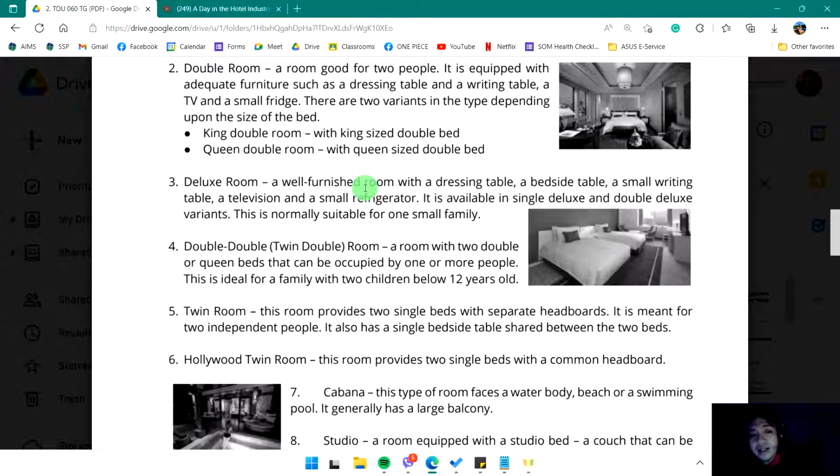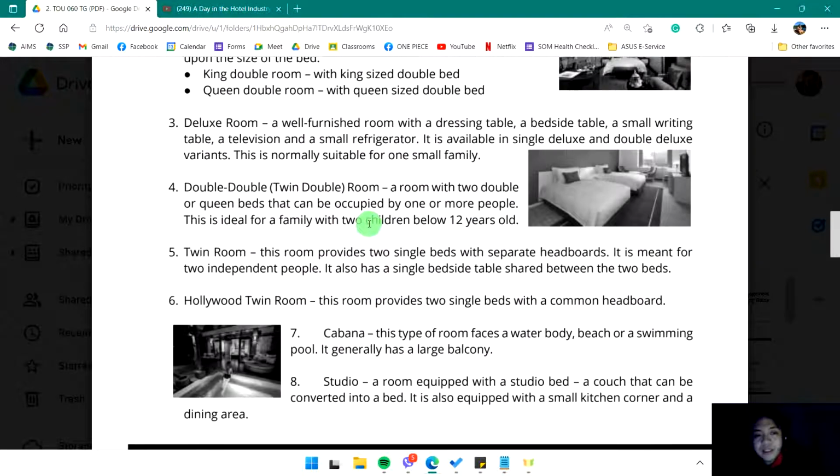And pwede mo silang kunin either in a single deluxe or double deluxe. So pwede kang magkaroon ng single deluxe room which is good for one person lang pero mas maganda siya. And you can also have double deluxe room for couples siya pero mas maganda pa rin siya compared with a double room.